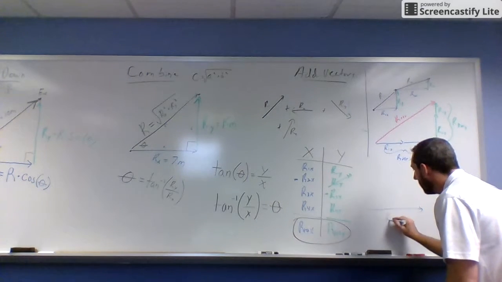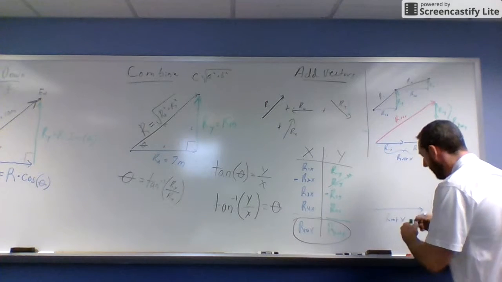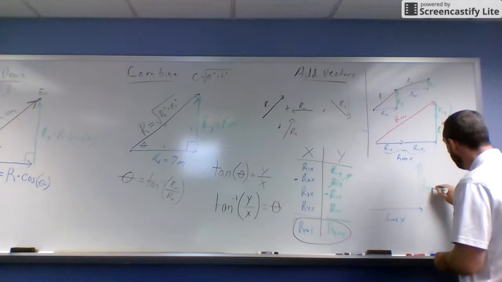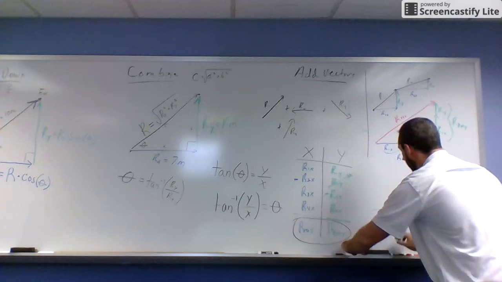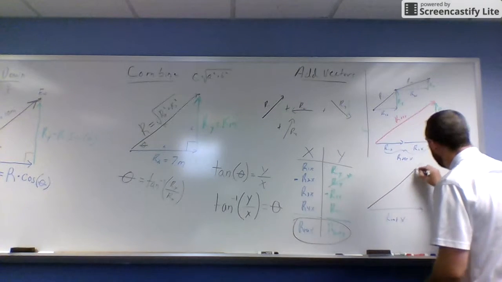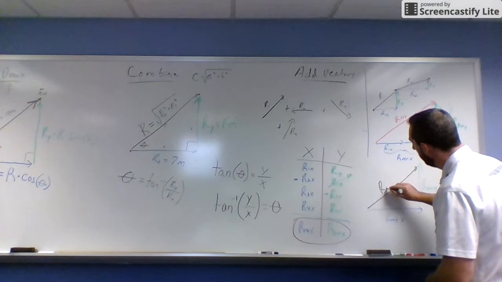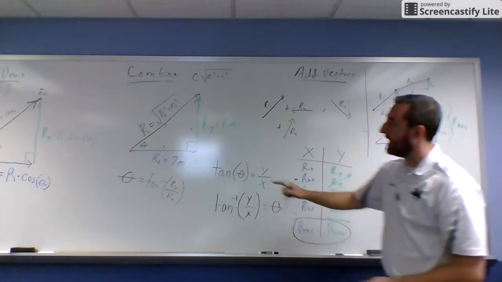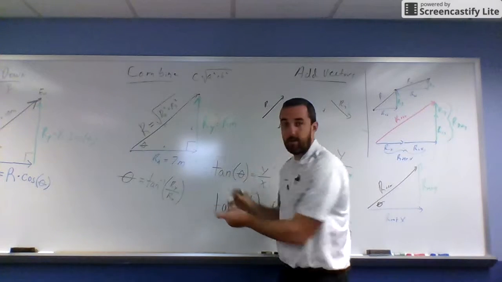R total in the X, R total in the Y, and that allows me to get my final resultant vector, R total. And then, of course, the angle. Again, using the same thing that we did over here.